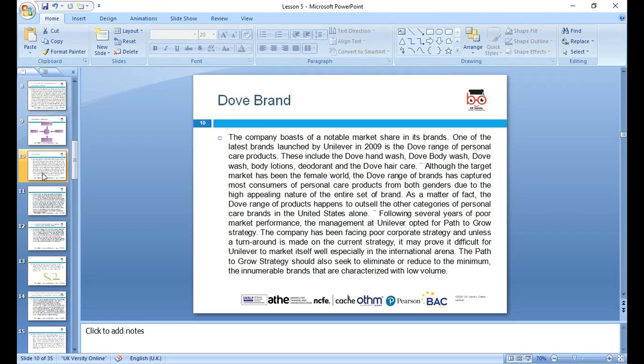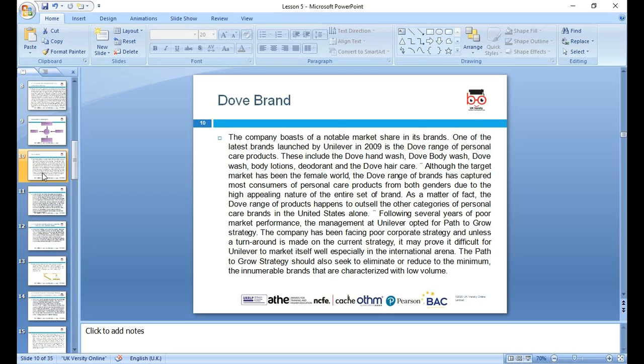So with the Dove brand, the company boosted its notable market share. The company increased the market share. One of the latest brands launched by Unilever, Dove is part of a Dove range of personal care products. These include the Dove hand wash, the Dove body wash, and the Dove body lotion, and various other Dove products. They target most consumers of personal care products. Of course, there are different products for female and male, so they differentiate as well.